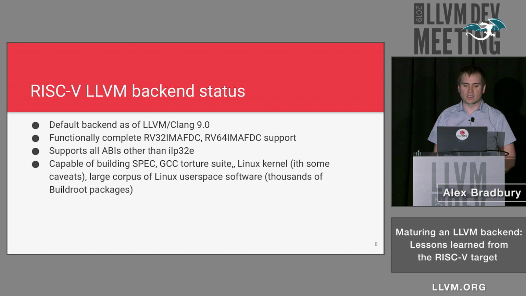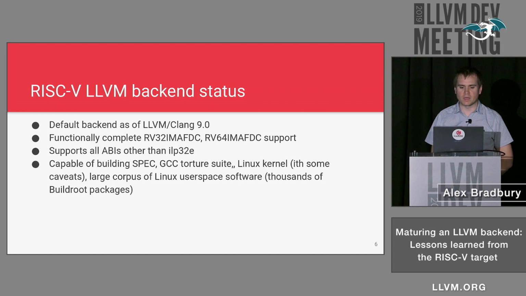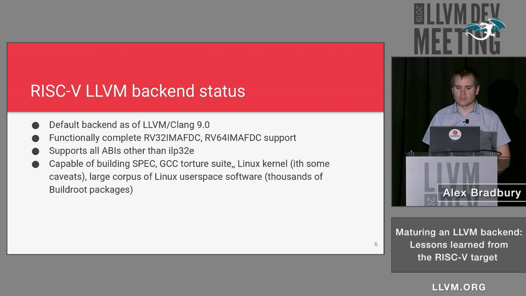And we've spent quite a lot of time testing it with a variety of workloads: SPEC, the GCC torture suite, the Linux kernel, which compiles and runs with some caveats. As you know, there's a long-running story with building the Linux kernel with Clang. And more meaningfully, a very large corpus of Linux user space software. So thousands of Buildroot packages will build and run out of the box with few problems, and the ones which don't, as far as we can see, mostly come down to build system issues due to a dependence on GCC.